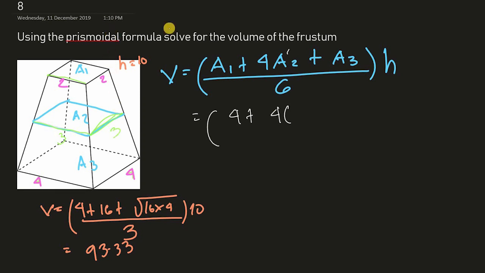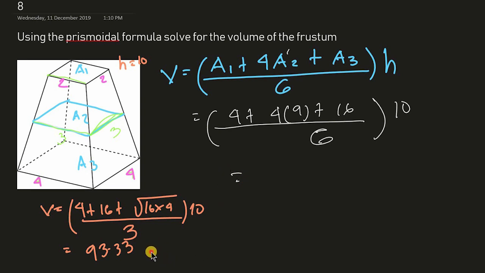So, ngayon, masosolve na natin yung area 2. So, that's 3 times 3, that's 9. Plus, area 3 natin, guys, that's 4 times 4, that's 16. Divided by 6 yan, times yung height, which is 10. So, kapag in-evaluate natin to guys, and nag-result na same sa 93.33, ibig sabihin, tama yung formula natin. Tama yung Prismoidal Formula. Na-prove natin na tama yan. So, that's 4 plus 36, that's 9 times 4 plus 16 divided by 6 times 10.